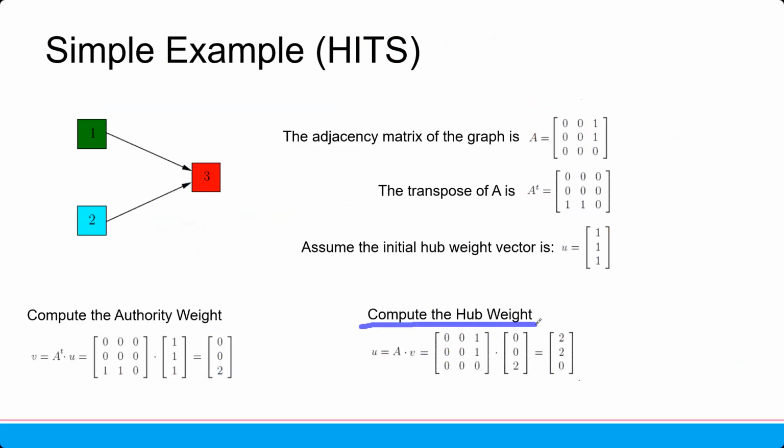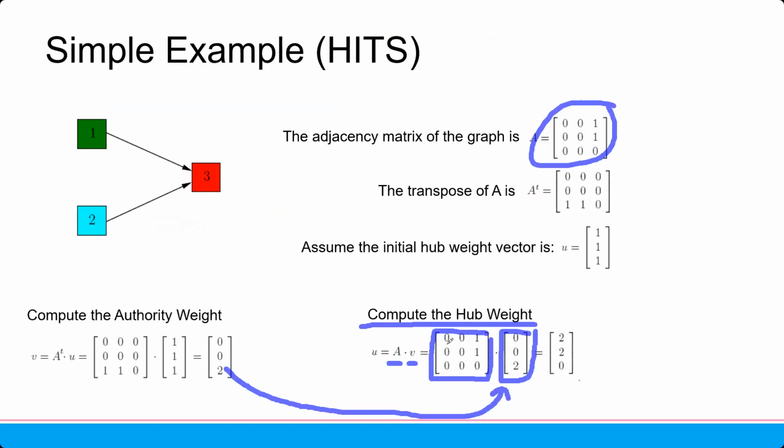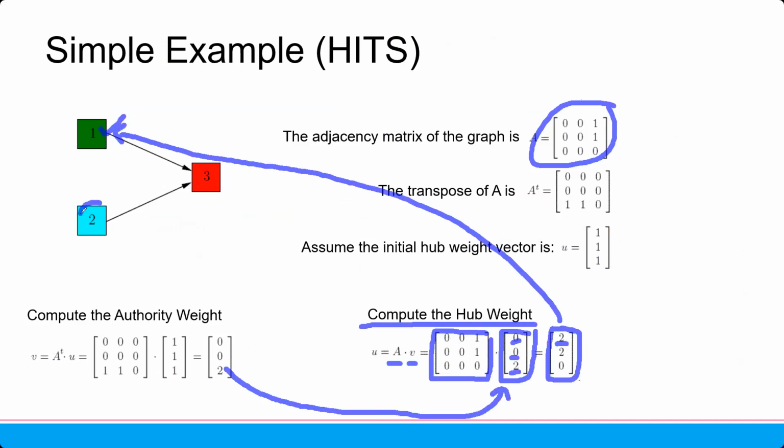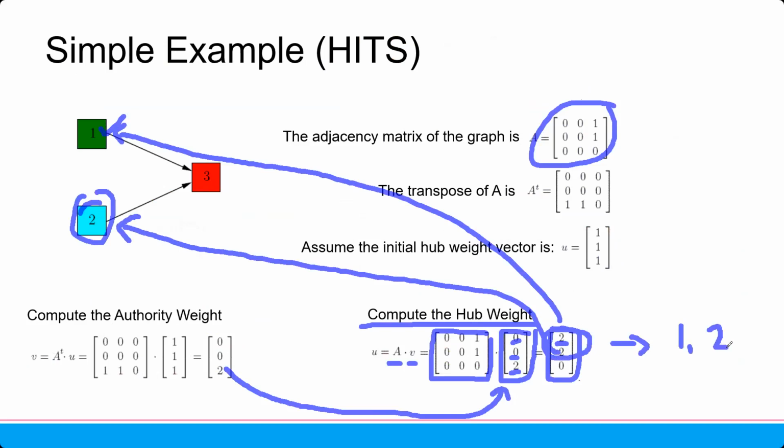Now, let's compute the hub weight. The hub weight means we will multiply A with V. V is the authority weight. We have this A, and then we multiply with V, which is the result from the previous calculation. So we apply it with 0, 0, 2. The result is 2, 2, and 0. So this is the hub weight. It means node number 1 has the weight 2, and node number 2 also has the weight 2. Then from these weights, we can see that node number 1 and node number 2 are the hubs.